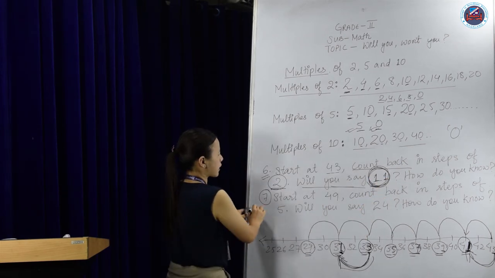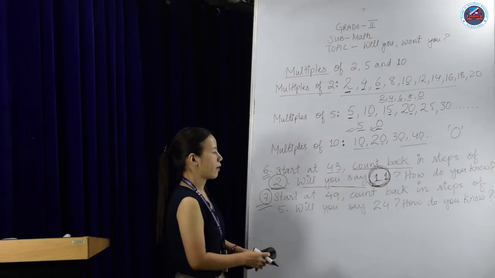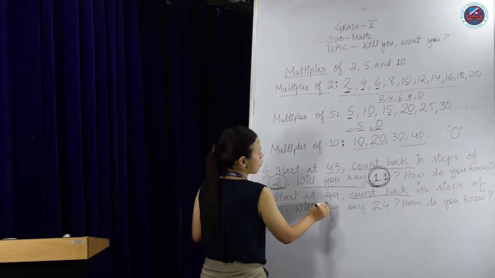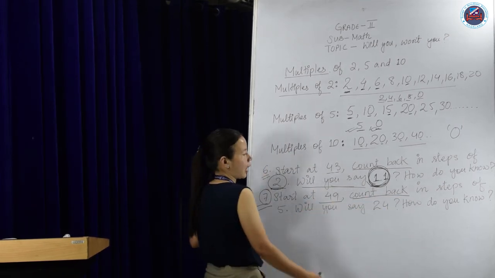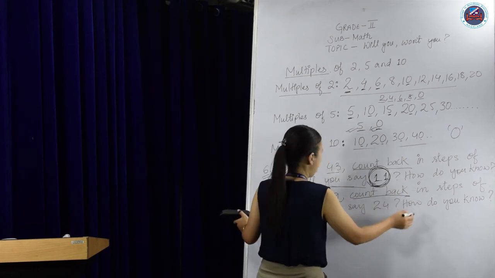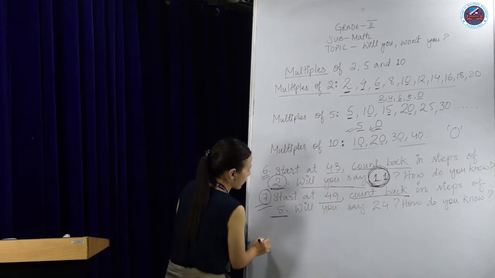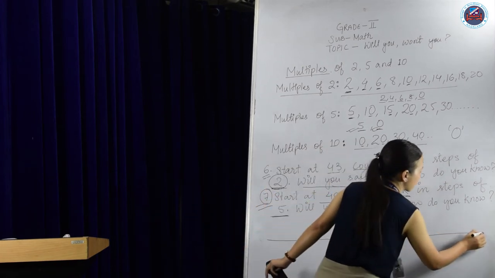Now, let's go to the 7th. This question number 7 is for count back again. We're going to do the same process. Now, it says to start from 49, and then this time we're going to count back in steps of 5. So, let's count back from 49.